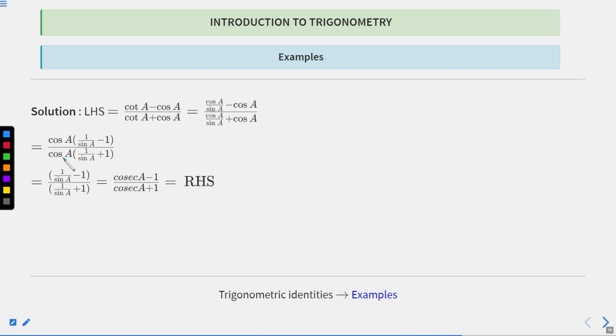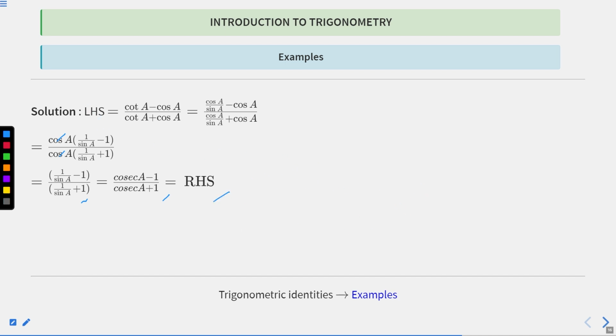Okay, and this is equal to cos a times 1 by sin a minus 1. Basically here we common out cos a from the numerator, and we also common out cos a from the denominator, then we get cos a times 1 by sin a plus 1. So here this term will cancel, and this is equal to 1 by sin a minus 1 divided by 1 by sin a plus 1. And we know 1 by sin a is basically cosec a, so this is equal to cosec a minus 1 divided by cosec a plus 1, and this is our right hand side.